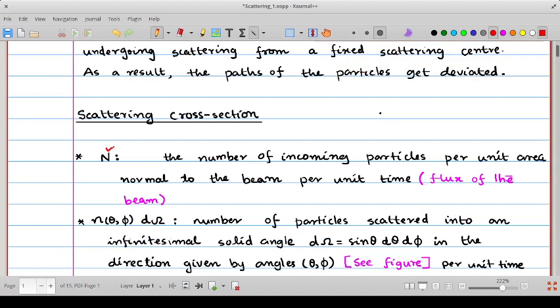Let N denote the flux of the incoming particles, and it is defined as the number of incoming particles per unit area normal to the beam per unit time, and it has dimensions of inverse area times inverse time.